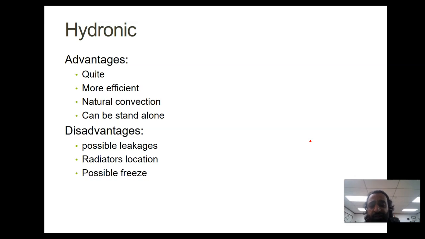Disadvantages: there's the possibility of leak or freezing, which happens if you don't follow the right procedure for shutting off the system in the winter or draining the water out of the system. The radiator location can be an issue. Sometimes you need a long radiator to go all around the perimeter, which is not desirable for everybody. Again, we said the possible freeze is another issue.